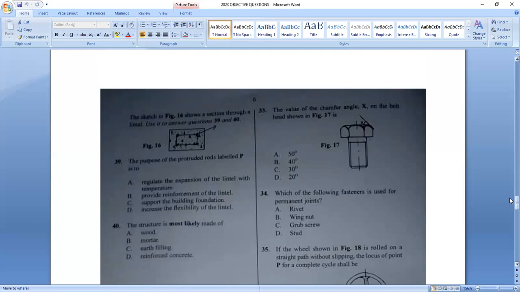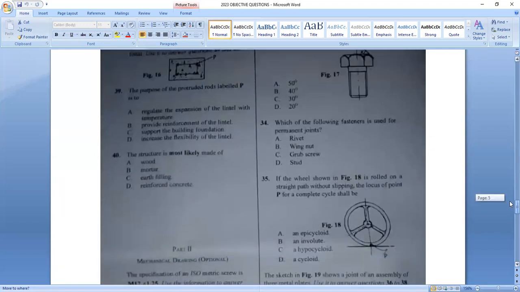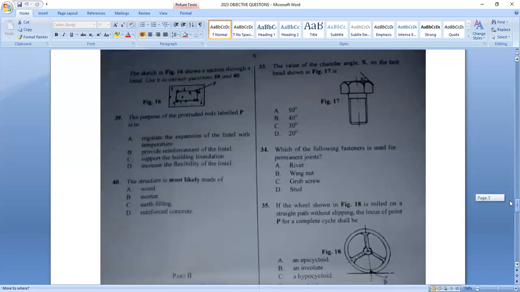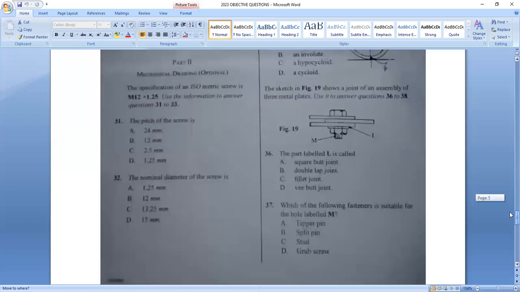Then we move to mechanical drawing. We have answered question 31 to 40 on building drawing. Then we move to question 31 to 40 on mechanical drawing. So we have to use this particular information to answer question 31 to 33. As we have here, the specification of an isometric screw is M12 by 1.25. Use the information to answer question 31 to 33.